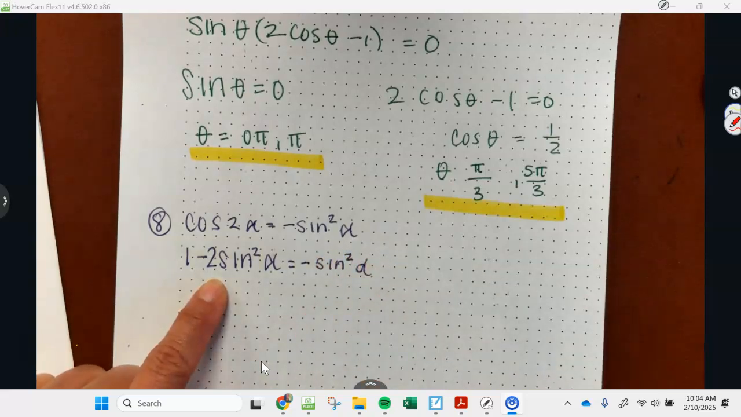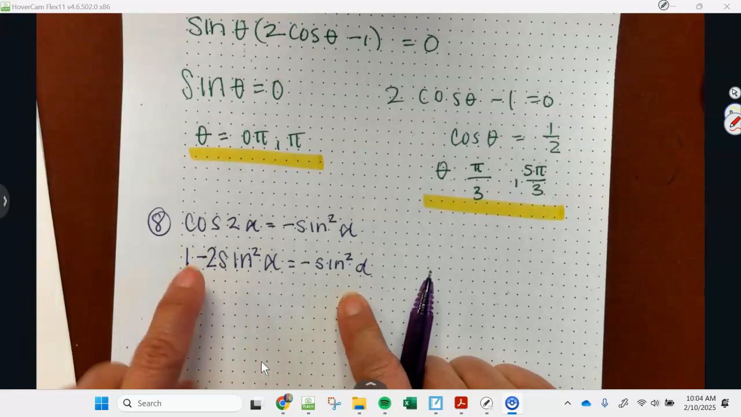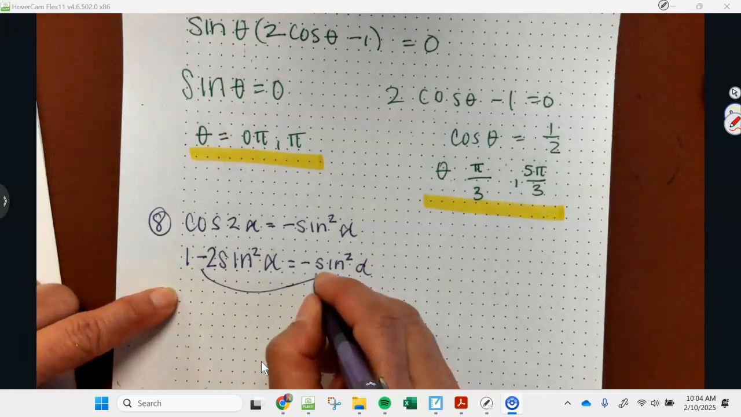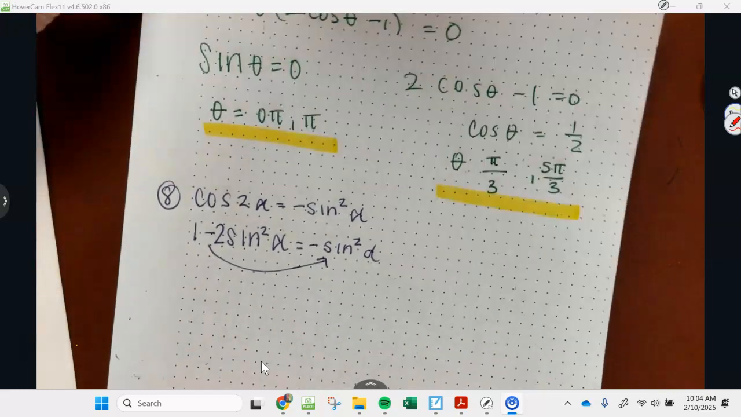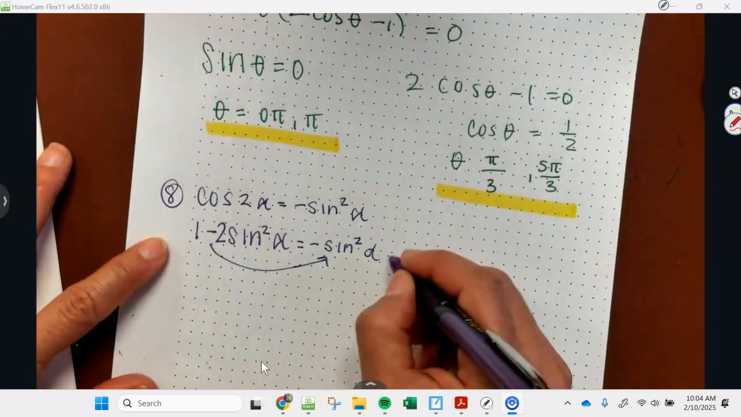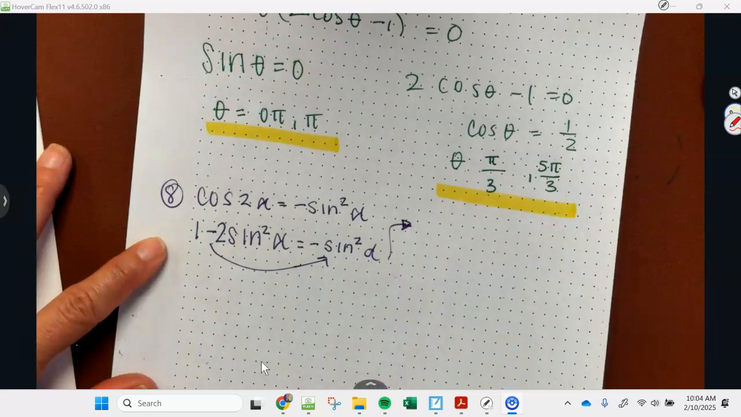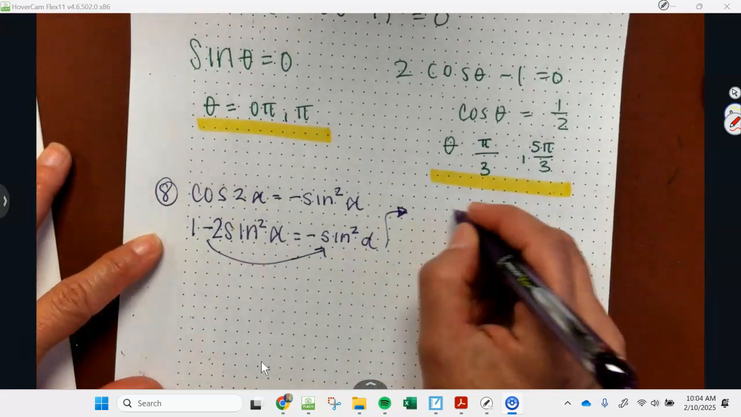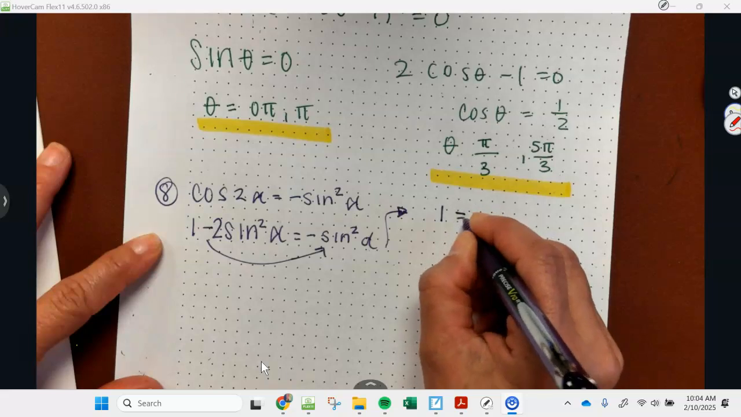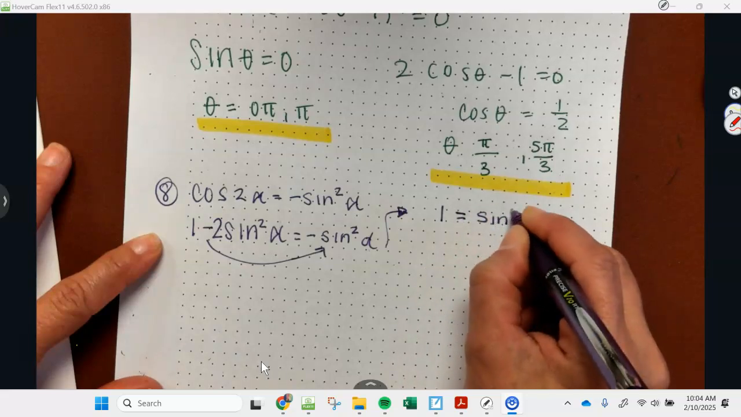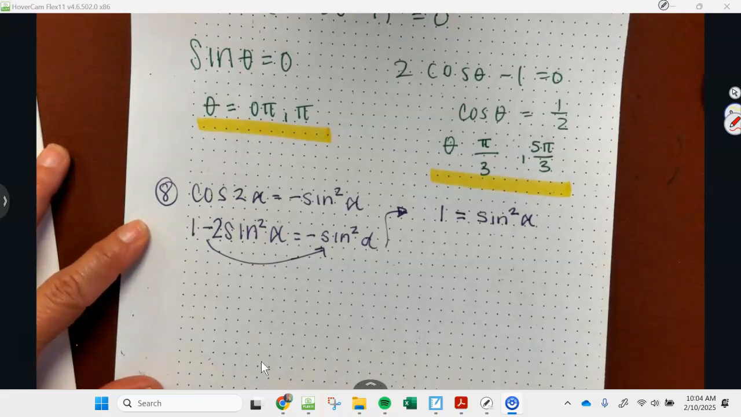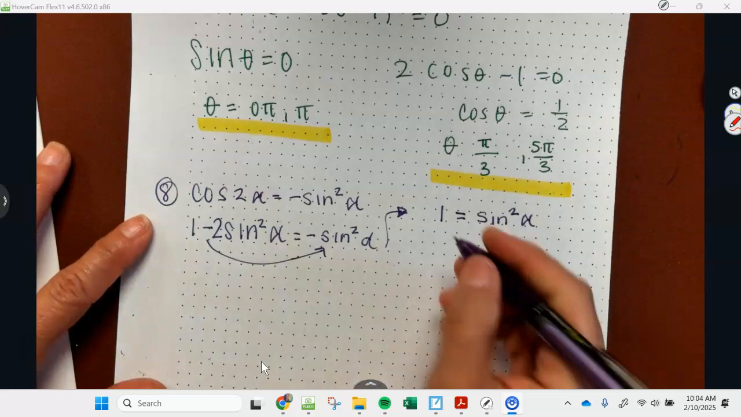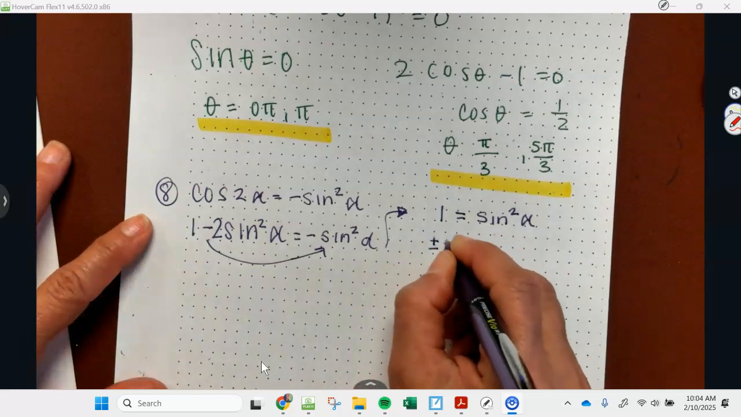I'm going to combine like terms. These are like terms, but I am moving this negative 2 over to the other side because I want my variables always positive. So I'll just continue my work right over here. This is going to turn into 1 equals sine squared alpha. And we are going to square root both sides. Remember, when we draw a square root, we draw a plus minus. The square root of 1 is 1. That's a perfect square.